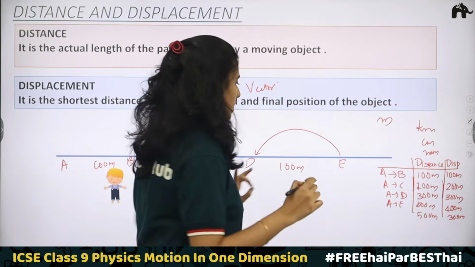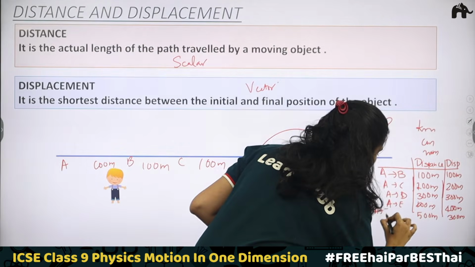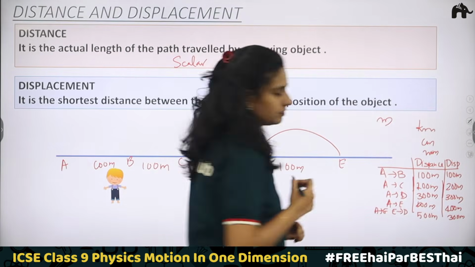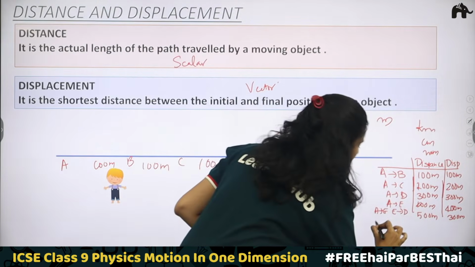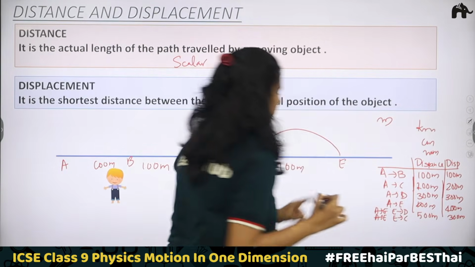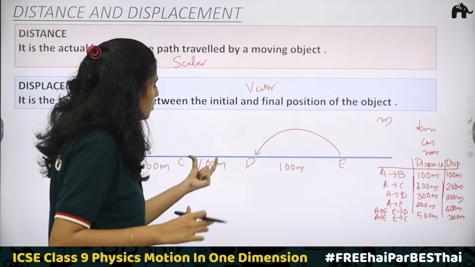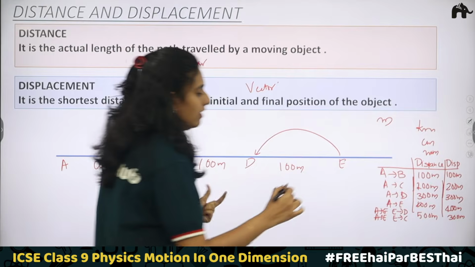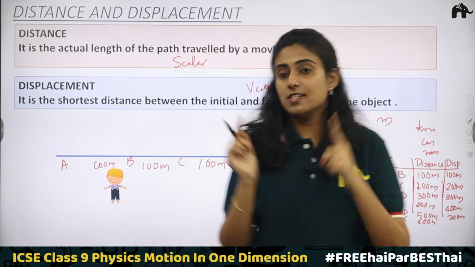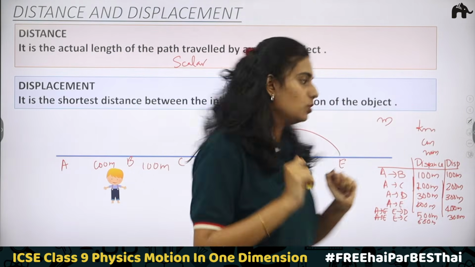300 meters. So here we are taking the reverse journey, first reaching from A to E, then moving from E to D. Next, from A to E, and from there E to C. What happens? For distance, we'll have to add another 100 meters, then we get 600 meters. What about displacement? The shortest distance or straight line distance will be 100 plus 100, which is just 200 meters.